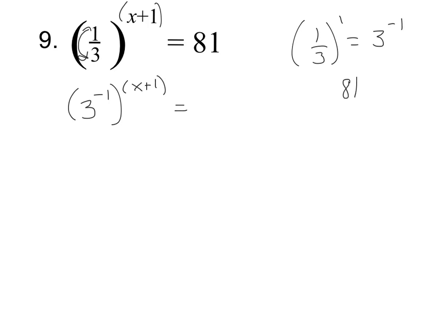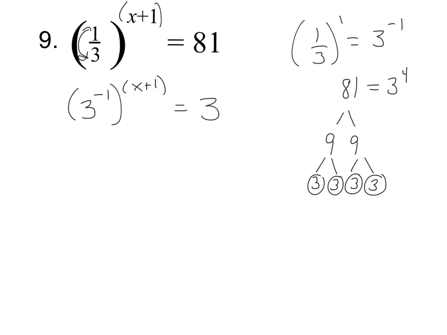So now I'll try to break 81 down and make it a base of 3. So 81 is 9 times 9. And then both 9s are 3 and 3, 3 and 3. So 81 is 3 to the 4th, because there are four 3s that multiply together to give me 81. So now I have the bases the same. I had to flip the fraction to get it to be the same base. And again, I just added that negative 1.